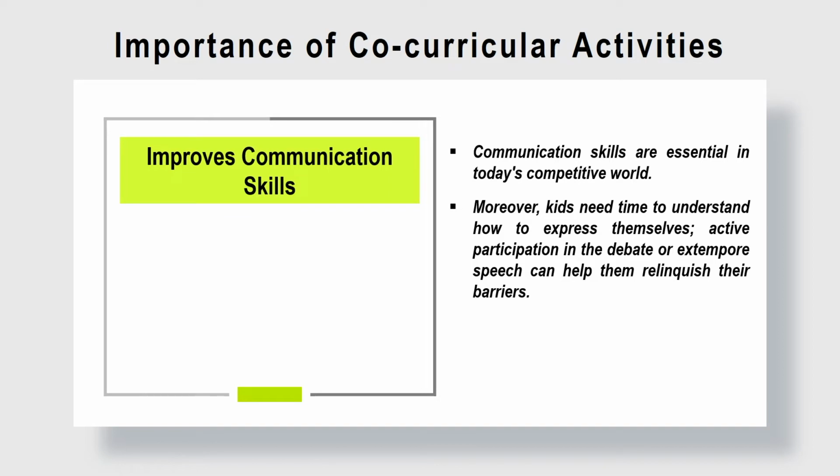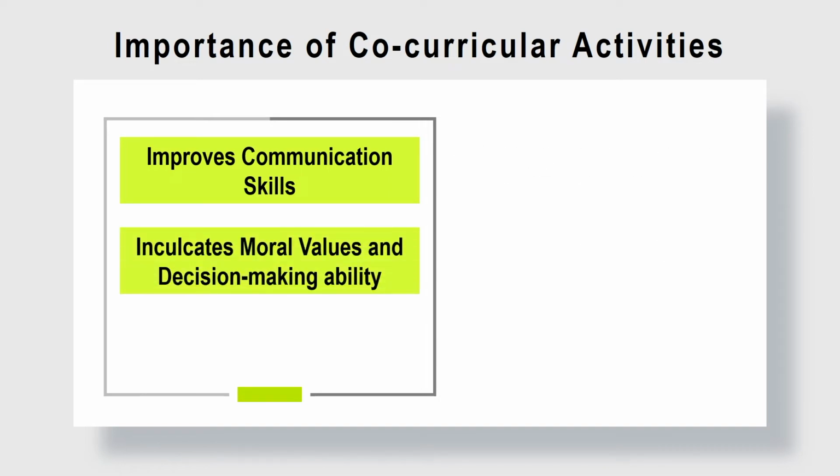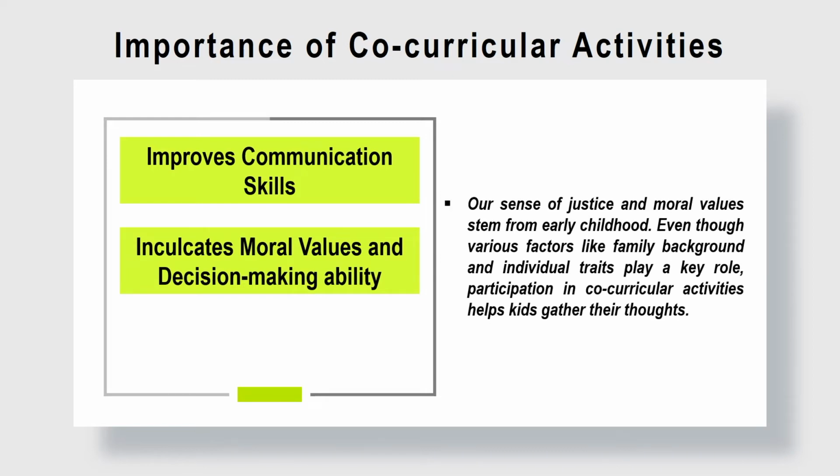So, like that, it also inculcates moral values and decision making abilities. The extracurricular and co-curricular activities inculcate moral values and decision making ability. As you know, our sense of justice and moral values stem from early childhood. Even though various factors like family background and individual traits play a key role, participation in co and extracurricular activities helps the kids to gather their thoughts.